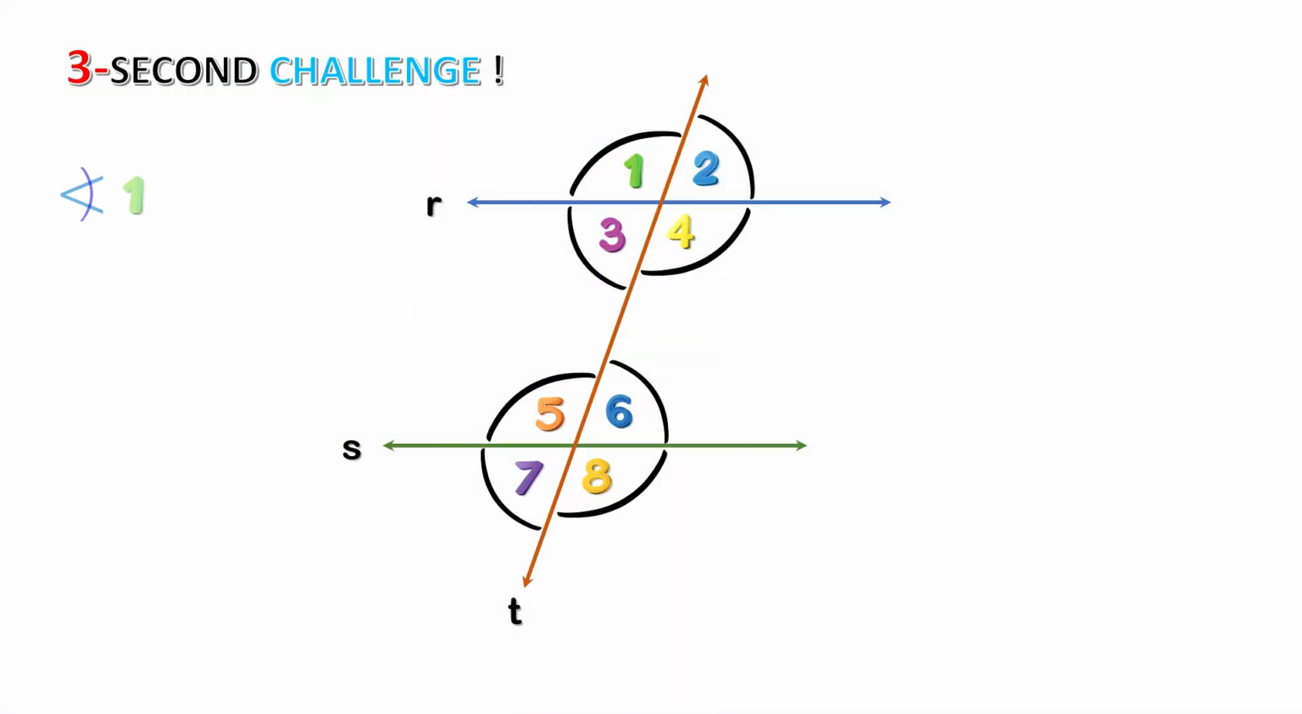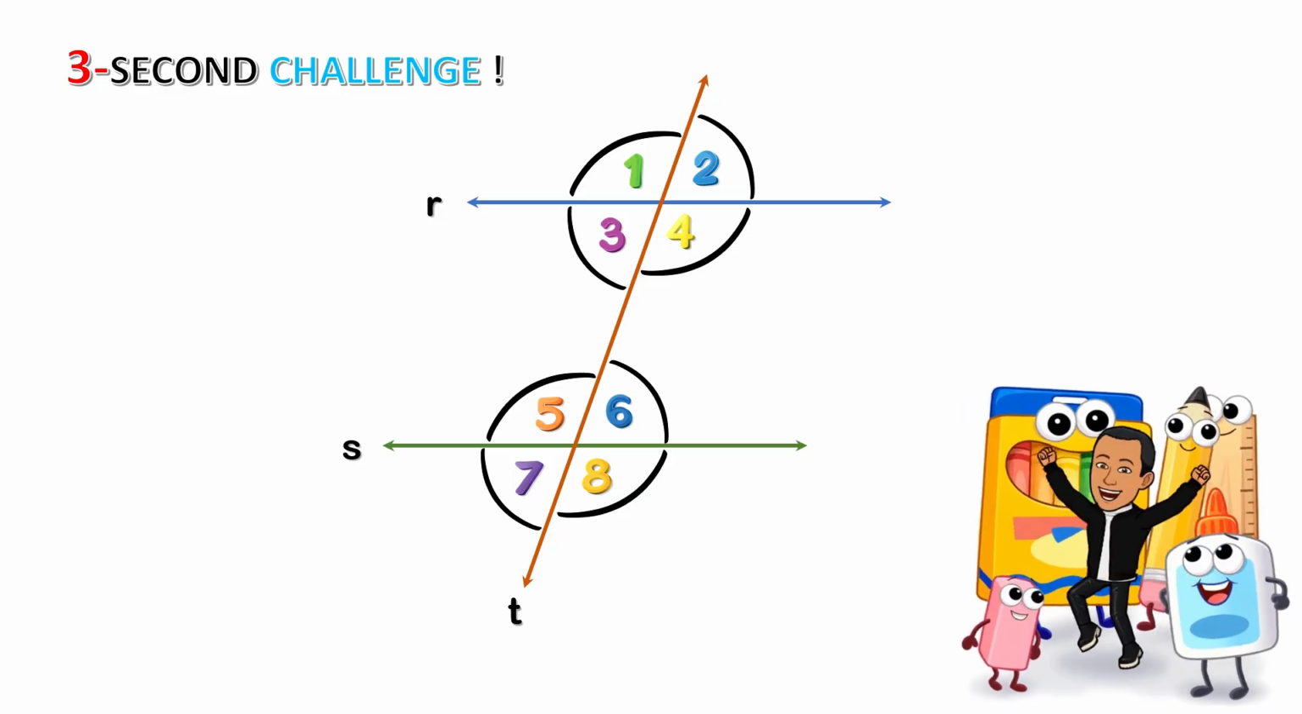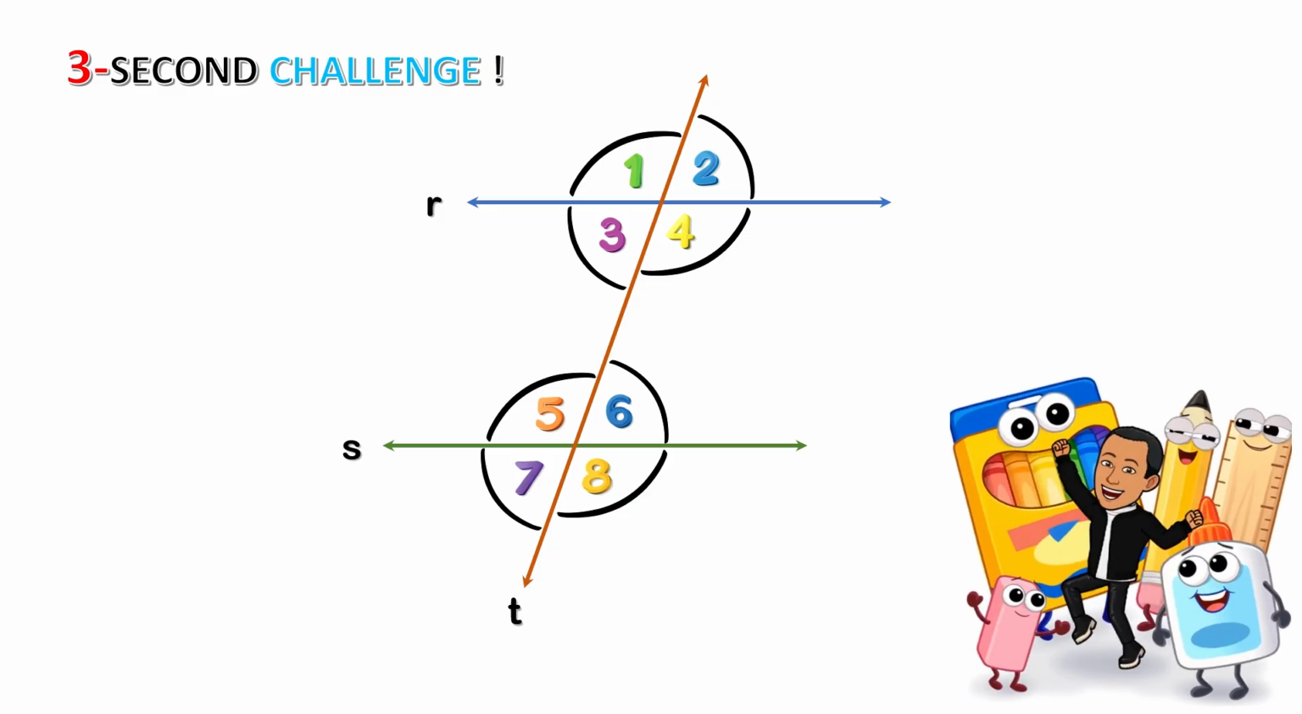transversal. Challenge 3. Are angles 1 and 7 alternate? Decide quickly. Very good. They are not alternate because they are not located on opposite sides of the transversal. If you answer correctly, you have mastered alternate angles.